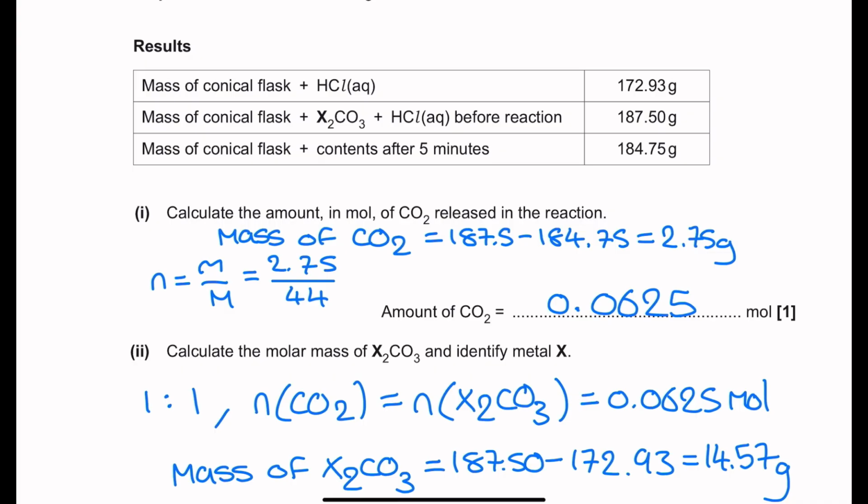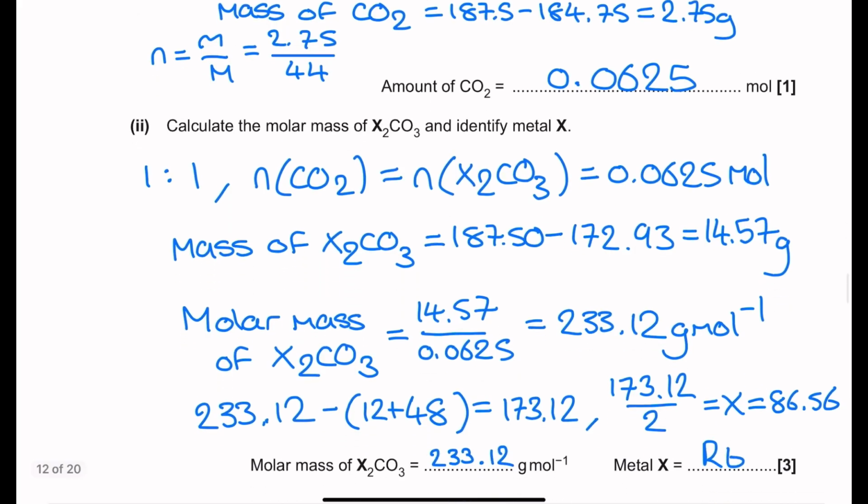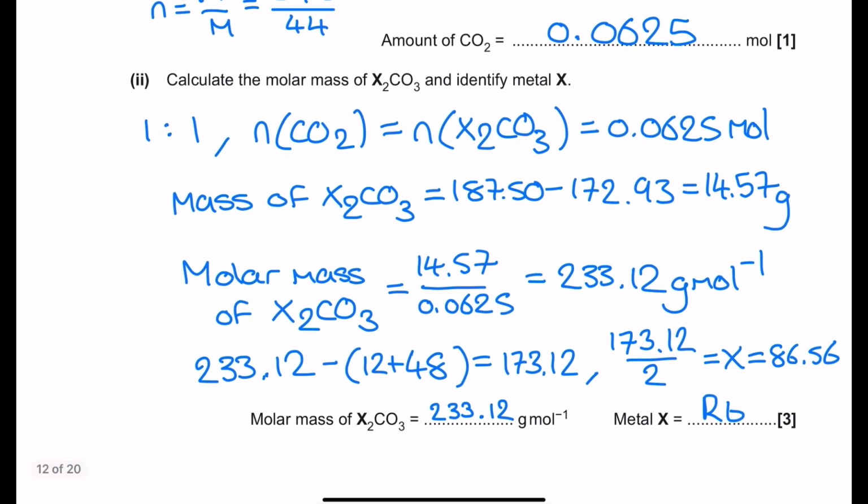But we need to convert that into moles, and so that's going to be mass divided by molar mass, 2.75 divided by 44, and that gives me 0.0625 mol. I think this is actually quite tricky for 1 mark, but there are other gifts in the paper, so it's not too bad. Next up, we need to calculate the molar mass of X2CO3 and identify metal X.